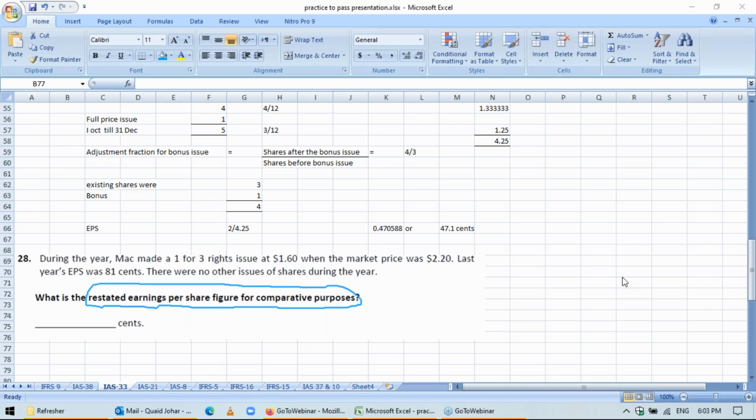Previous year's EPS is given in the question. If you see, the last year's EPS was 81 cents. Now, what adjustment do we have to make? We do not have to calculate the whole of the EPS again, right? So please note, we do not have to calculate the whole of the EPS again. We just have to apply the adjustment fraction to the EPS. Now, how will we apply it? Let's check.